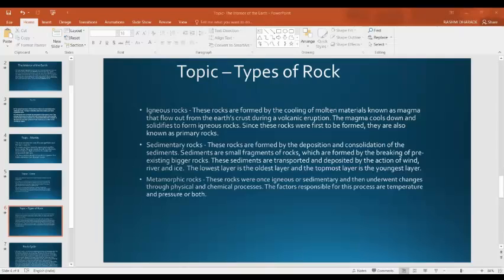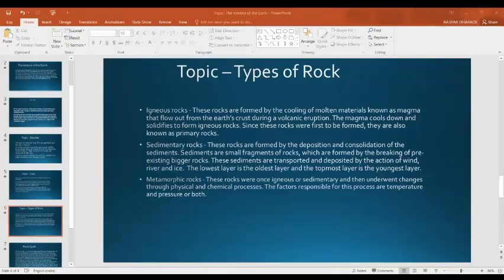Sedimentary rocks. These rocks are formed by the deposition and consolidation of the sediments. Sediments are small fragments of rocks which are formed by the breaking of pre-existing bigger rocks. These sediments are transported and deposited by the activity of wind, river, and ice. The lowest layer is the oldest layer and the topmost layer is the youngest layer.